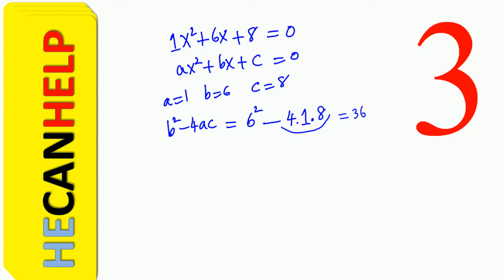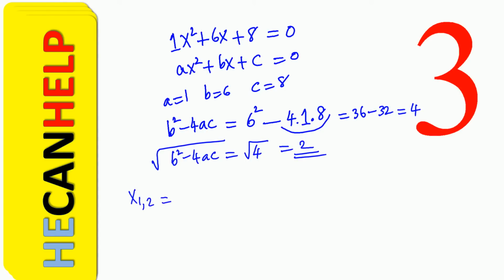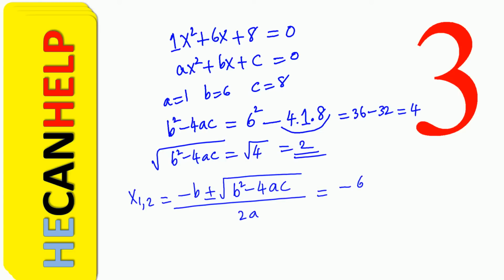So this is 6 squared is 36. 8 times 4 times 1 is 32. So this is 4. So what is the square root of b squared minus 4ac? Square root of 4, and that is 2. So our solutions x1, 2 is given by negative b plus or minus the square root of b squared minus 4ac, the whole thing divided by 2a. Negative of 6 plus or minus, what is the square root of b squared minus 4ac? It is 2. Divided by 2 times a is 1.